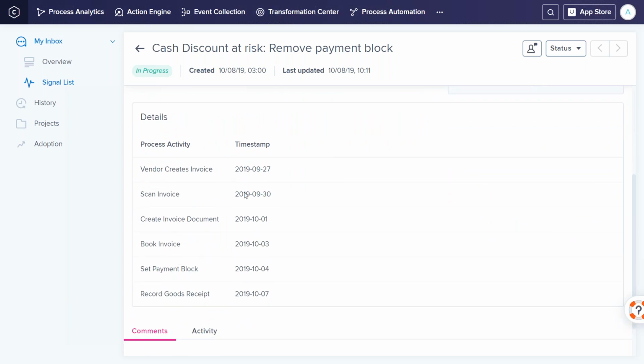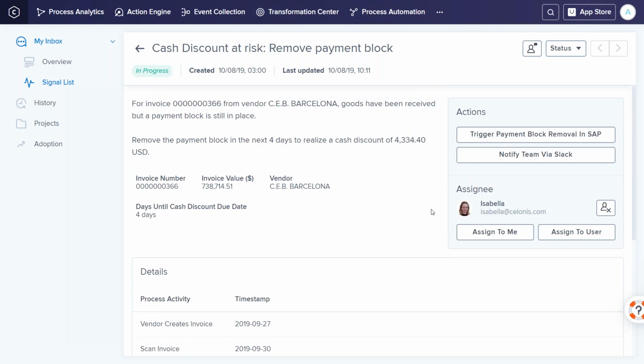And as I said, it's all about context information. So also by looking at the details, I see the precise and exact process flow for this particular invoice. And I see that on October 4, the payment block has been set. However, in the meantime, like yesterday, the goods receipt has taken place, which has actually triggered this recommendation, and which I think nicely highlights how the process mining technology kicks in to create this recommendation to me. For me as the accountant, this is the context information on the one side, but also the central place to trigger the necessary action on the other side.